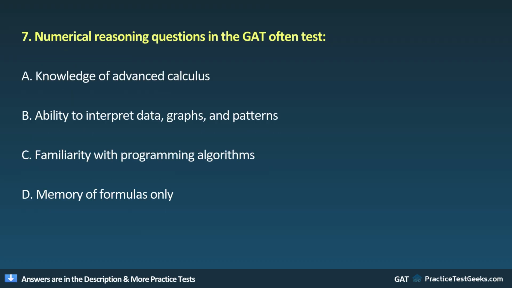7. Numerical reasoning questions in the GAT often test A. Knowledge of advanced calculus. B. Ability to interpret data, graphs, and patterns. C. Familiarity with programming algorithms. D. Memory of formulas only.